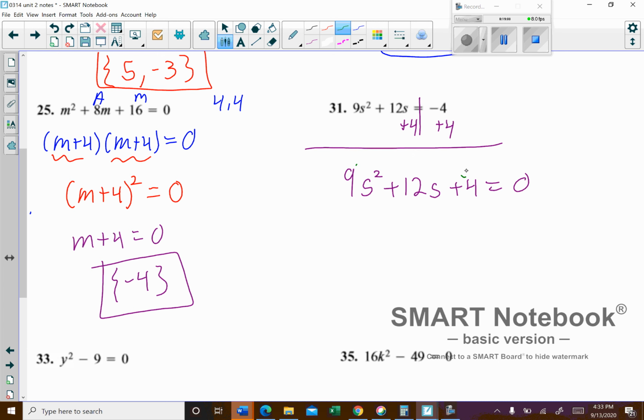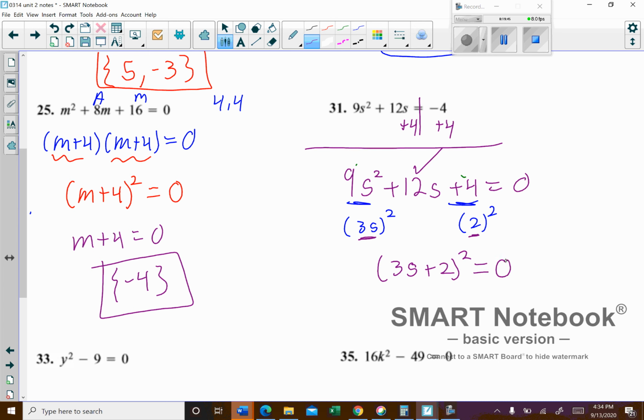But I notice that my edges are actually perfect squares. So that's the same thing as 3s squared, and that's the same thing as 2 squared, right? And the middle is supposed to be 2 times a times b. 2 times 3s is 6s times 2 is 12s. It checks out. So actually, I can take the shortcut on this. This is going to end up being 3s plus 2 squared.